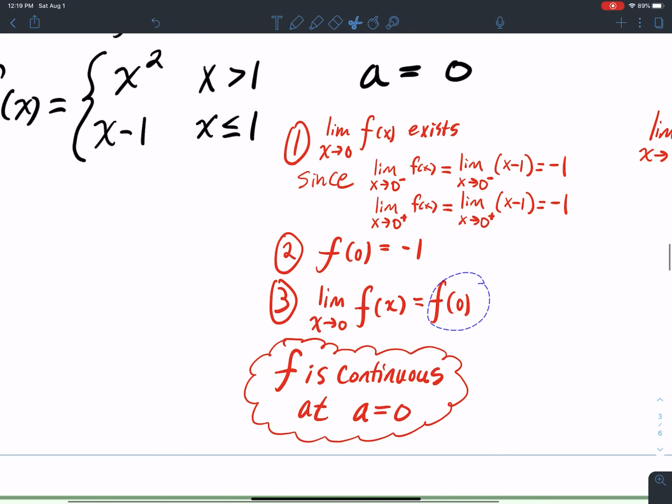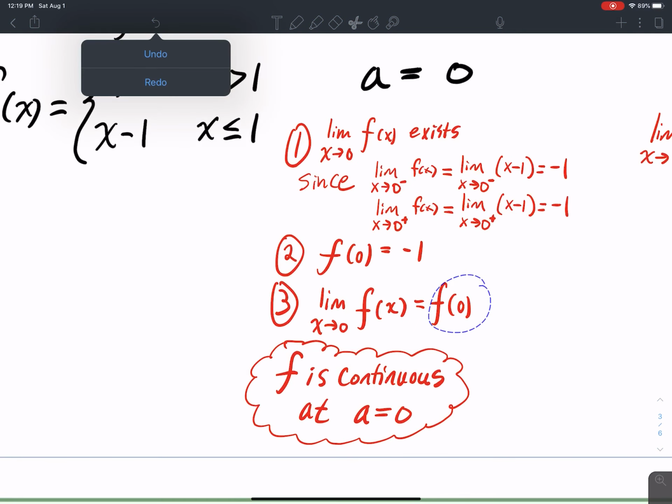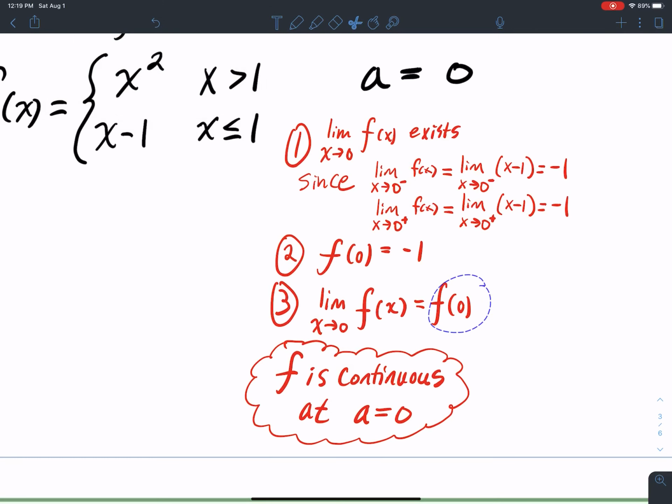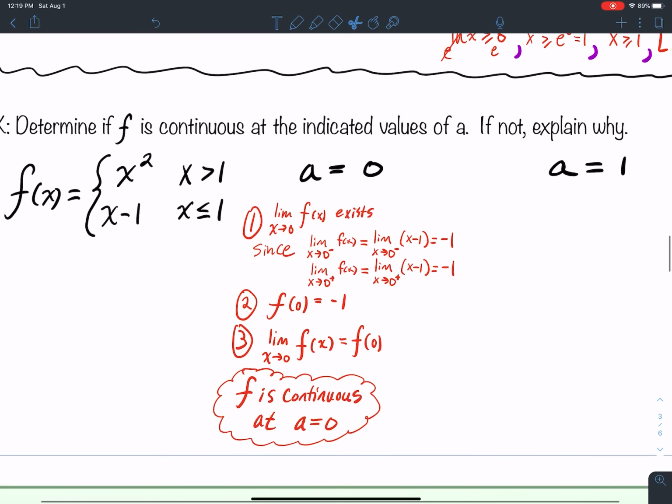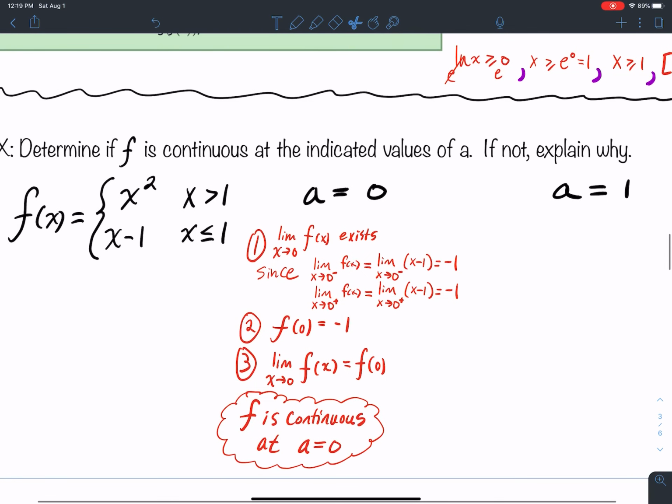Okay, so with this one here, f is continuous at x equal to a, or at a equal to 0. Let's try it out for a equal to 1. So this one's going to be a little bit more interesting because 1 here happens to be where our piecewise function switches from being a linear function to a quadratic. So maybe it connects, maybe it doesn't.